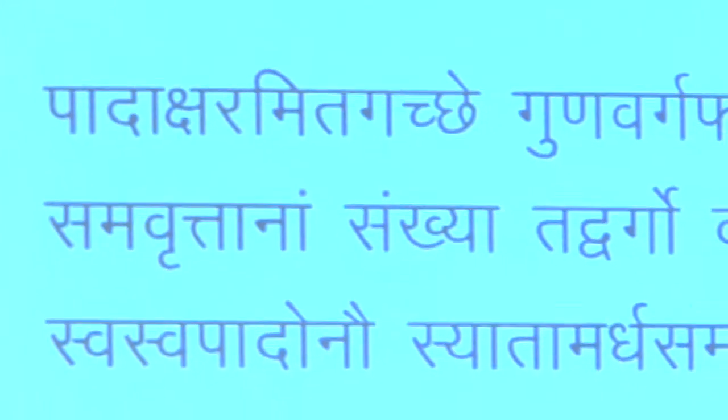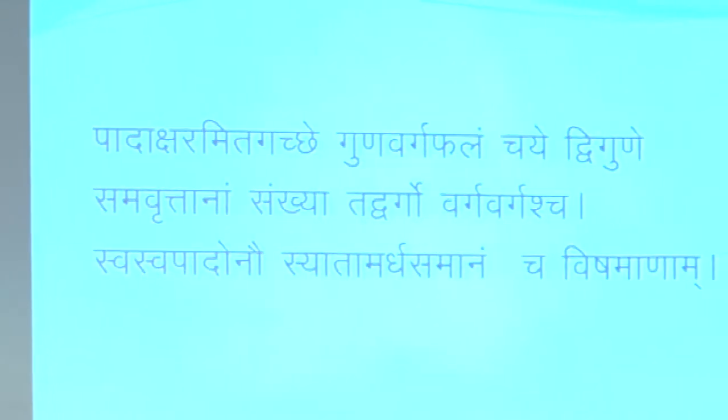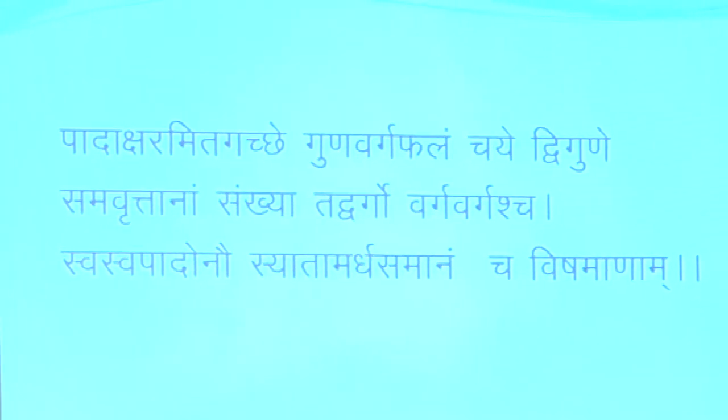In the 10th subchapter entitled Chandas Chityadi, the author has introduced mathematical formula for calculating the permutations of meters. In the 57th and 58th Karna Sutra, Padaksharamida Gache, Gunavarga Phalam Chaye Dvigune, Samavrutanam Sankhya, Tadvargo, Varga Vargascha, Swaswa Padono, Siadam Ardha Samanam cha Samanam cha Vishamanam. The author states how to arrive at the possible number of permutation in Sama, Ardha Sama, and Vishama meters.